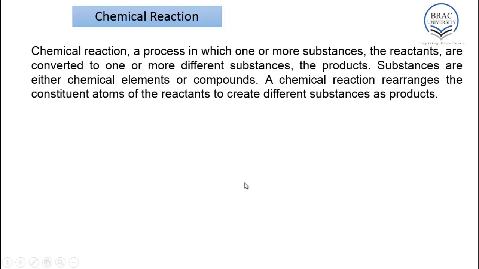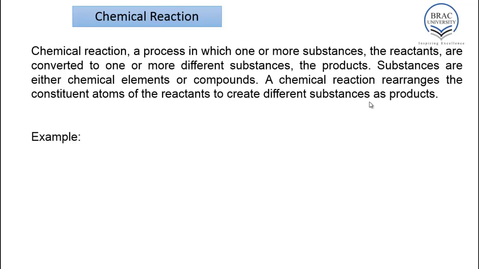First, chemical reaction. What is a chemical reaction? A chemical reaction is a process in which one or more substances, called reactants, are converted to one or more different substances called products. Substances are either chemical elements or compounds. In a chemical reaction, the reactants' molecular and atomic structures are rearranged to produce the product. So, what is a chemical reaction again? A chemical reaction is a process by which a reactant is converted into products through molecular rearrangement.